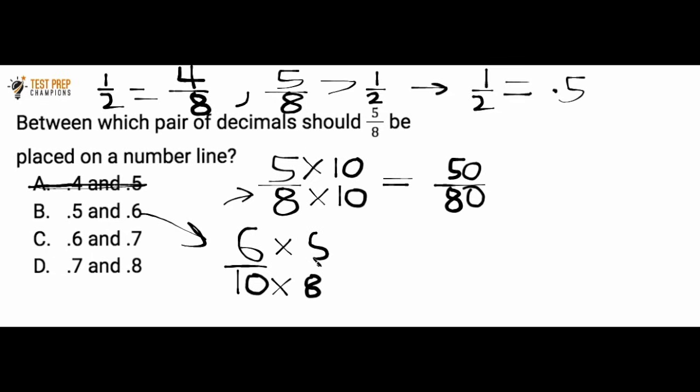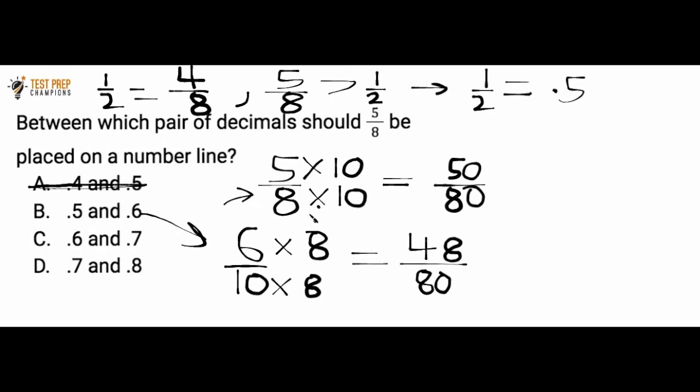And again, all we're trying to do is compare 5 over 8 and 6 over 10. And I need to get a common denominator. And then we're going to see which fraction is bigger. So 6 times 8 is 48. 10 times 8 is 80. So now we can compare the two fractions. 50 over 80 is bigger than 48 over 80 because 50 is bigger than 48.